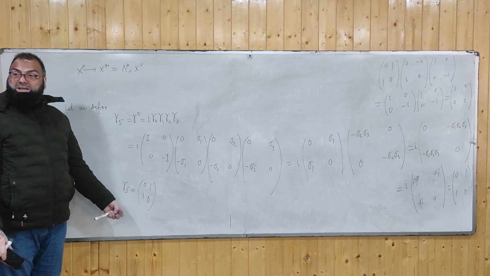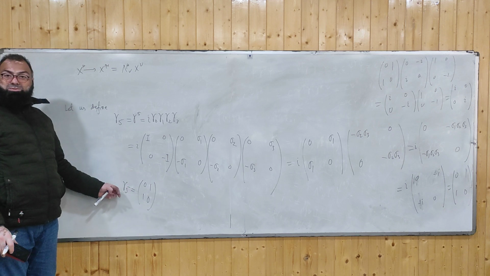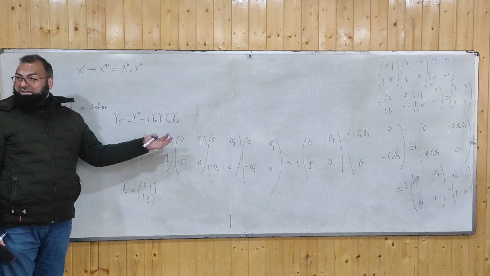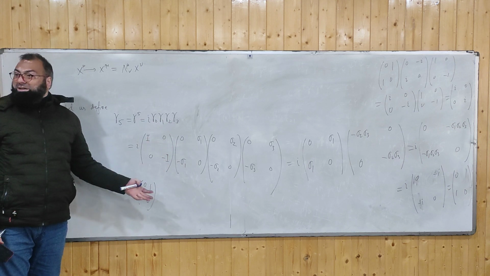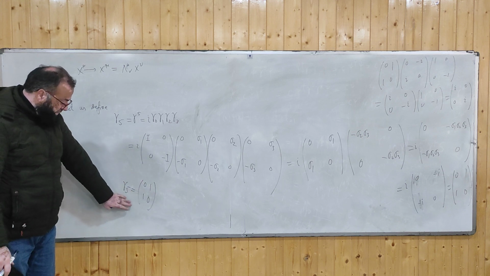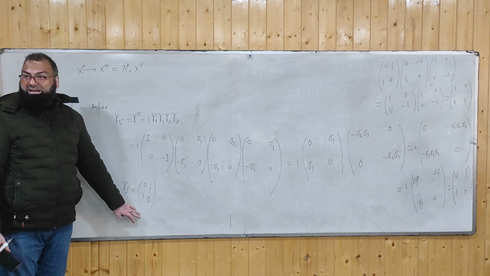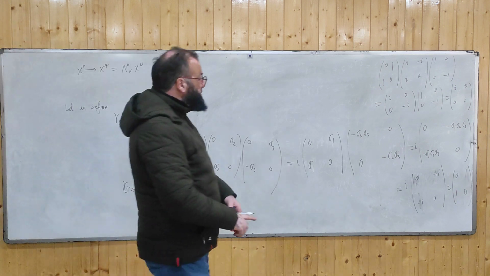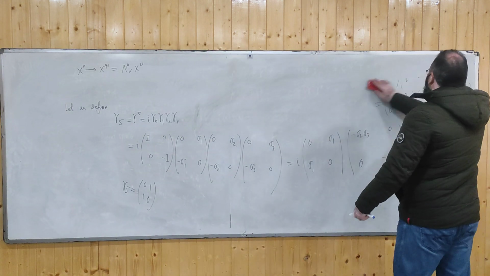Got it? Now there can be a representation where you can choose gamma 5 to be diagonal and all these gammas are non-diagonal. Clear? Got it? Okay, so for the time being, gamma 5 is having this kind of matrix. Clear? Now how many gammas are we having at hand?